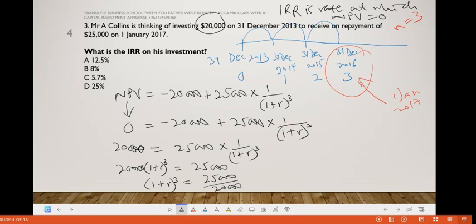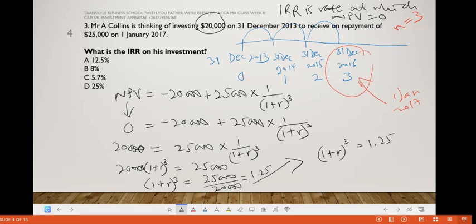Okay, then because of the space, let's move here. So we are saying 25,000 over 20,000 is equal to, this can be simplified to 1.25. Use your calculator and you see that that should be 1.25. So our remaining equation is now 1 plus R cubed is equal to 1.25.